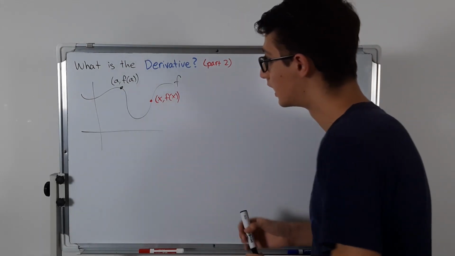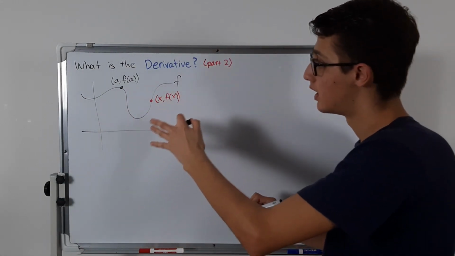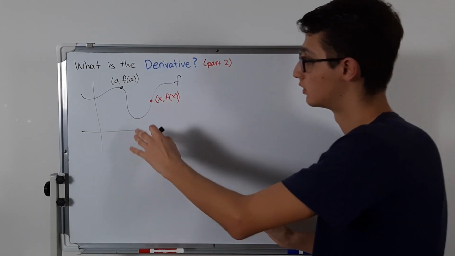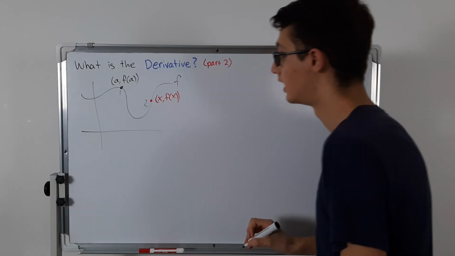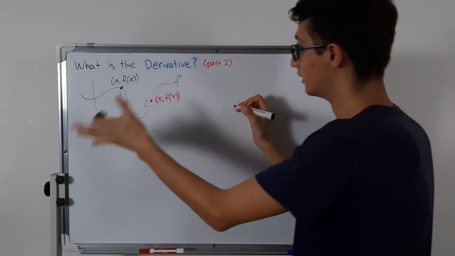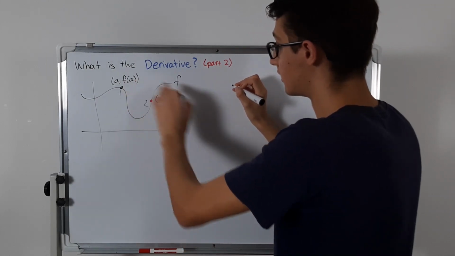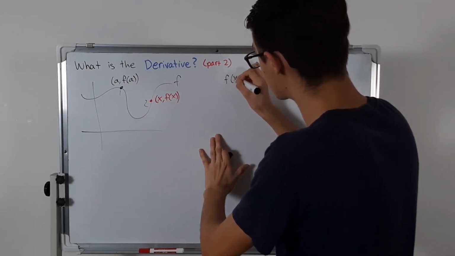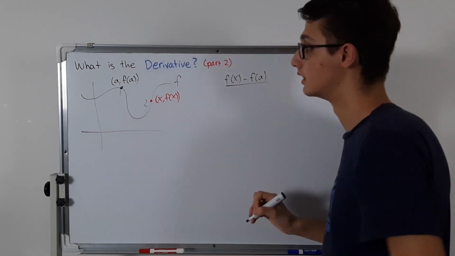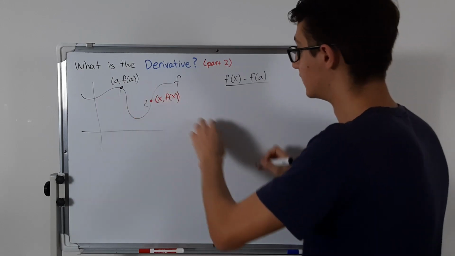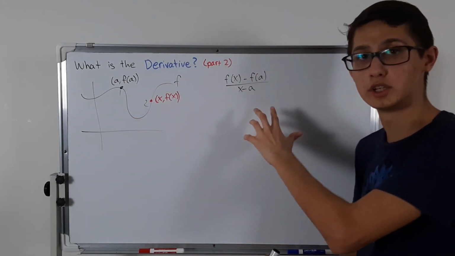So what we have here, we can again just do the same thing of computing the slope. Let me call this point 1 and this point 2, and we're going to take the slope between these two points. The difference in the y's is f of x minus f of a, and the difference between the x values is just x minus a. That's our difference quotient.